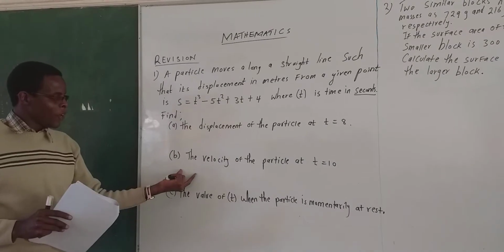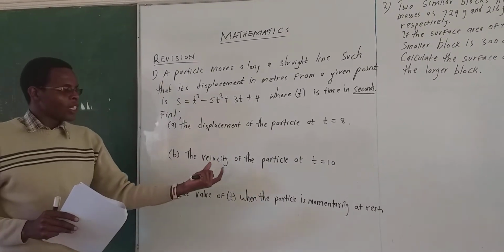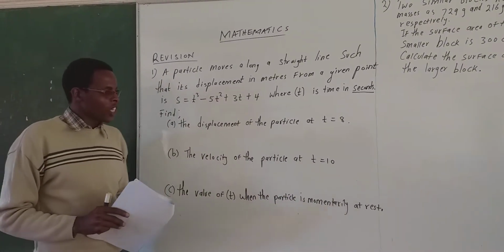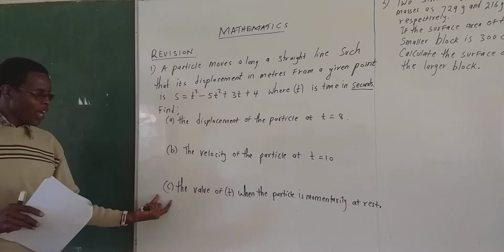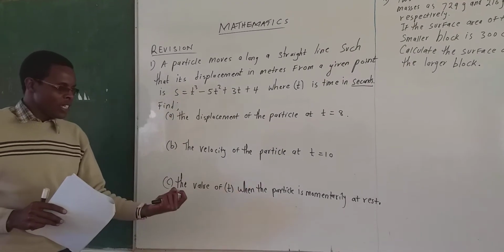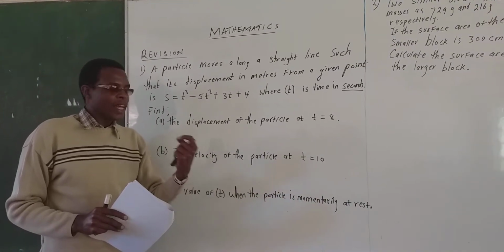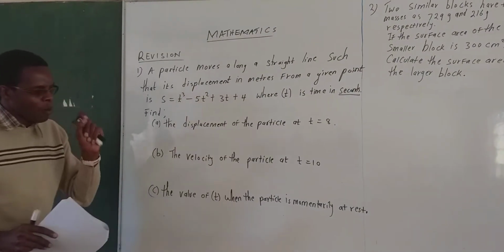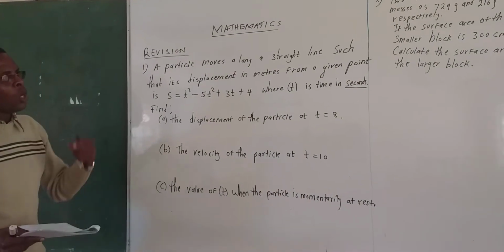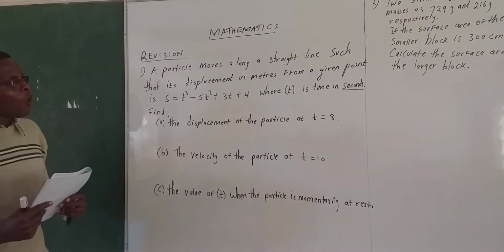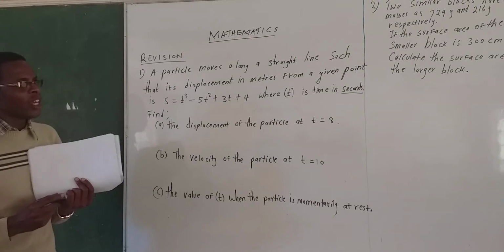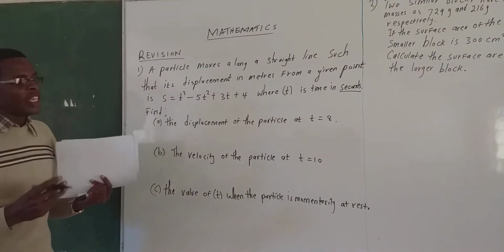Then question number B: the velocity of the particle at t equal to 10. Then question number C: find the value of t, which is time, when the particle is momentarily at rest. When we talk about a particle momentarily at rest, we are going to know what we mean by that. Now, I want to make a summary of this displacement.